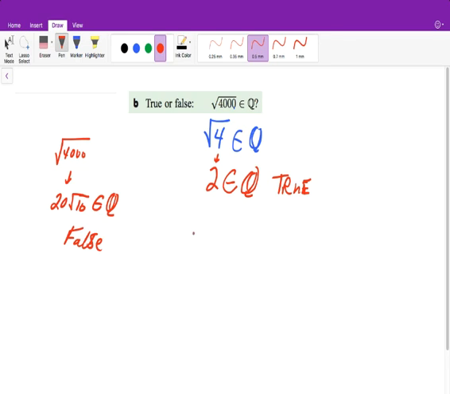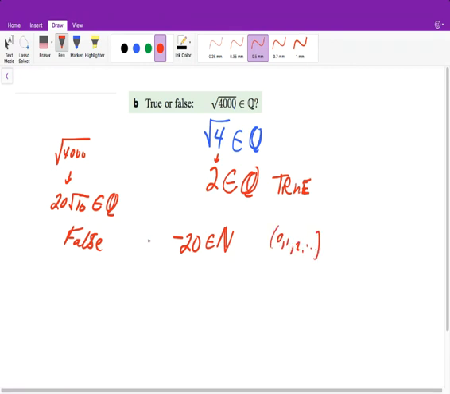All right, let's say negative 20. And I ask you, negative 20 is an element of natural numbers, true or false? If you look at this one, natural numbers are 0, 1, 2, and so on. So it's our counting numbers. And since this is negative, it is not an element. So that one will be false as well. Let's say 50 is an element of our integers. Since our integers are both positive and negative whole numbers, this one would be true.